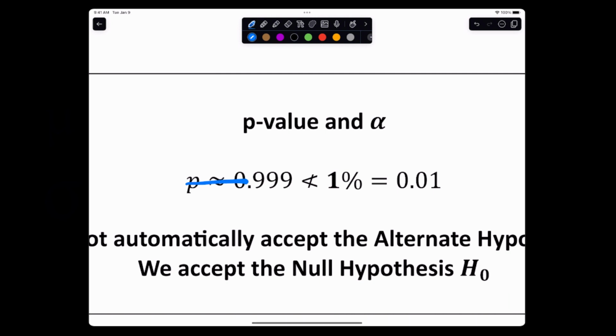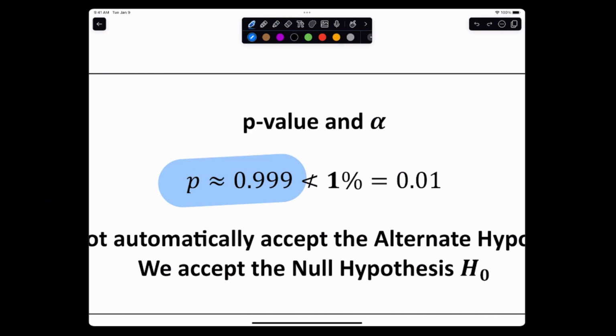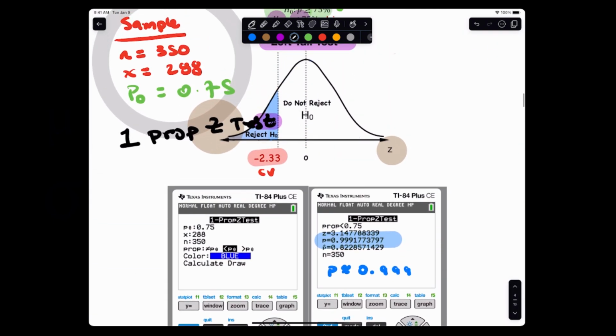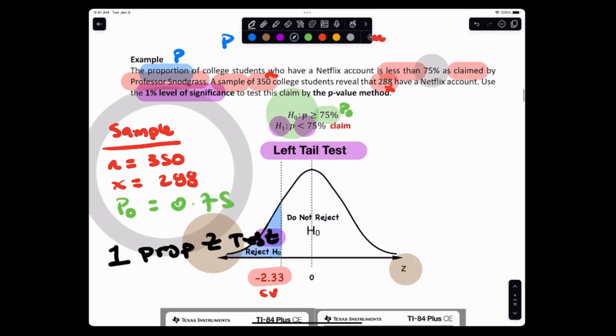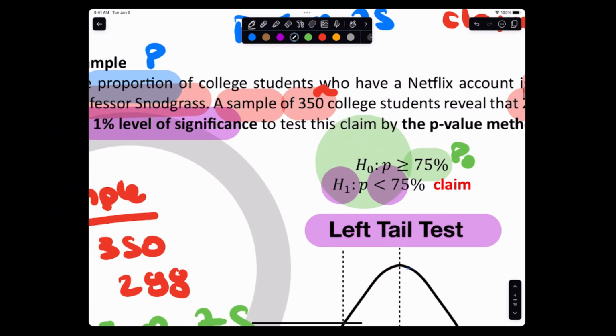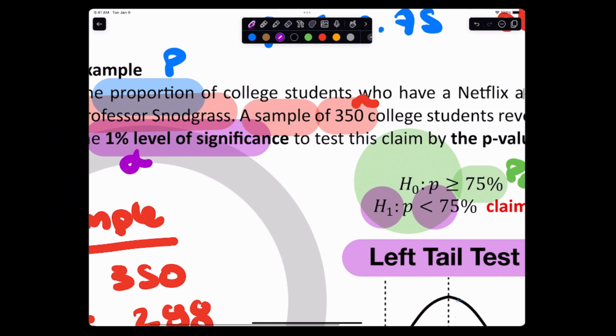Now, remember what you have to check. You need to check if that p-value is smaller than the level of significance. I think it's 1%. Did you guys remember alpha? Alpha is what here? We didn't even write it down, did we? Here's your alpha. Alpha is 1%. You say, how do I know? They're going to tell you.